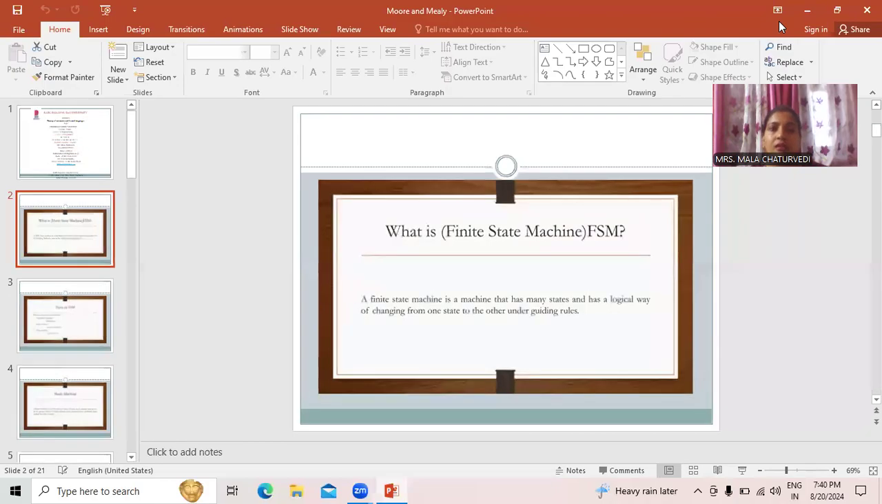A finite state machine is a machine that has many states and has a logical way of changing from one state to another state under a transition function or under guiding rules. If we discuss the finite state machine, it has two types: a machine with output and a machine without output.